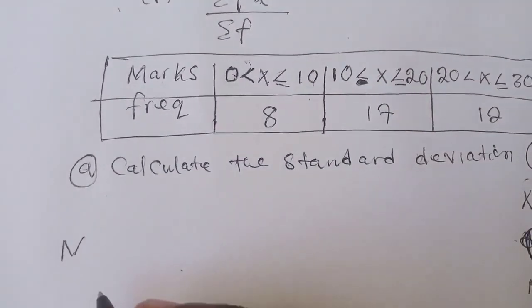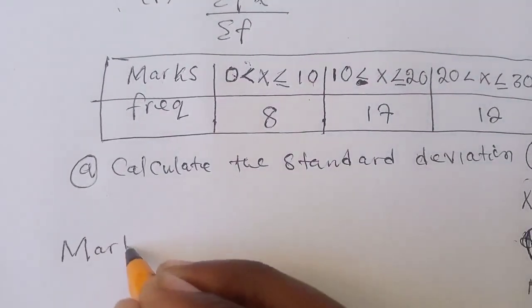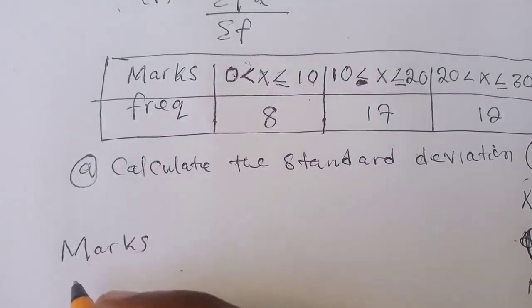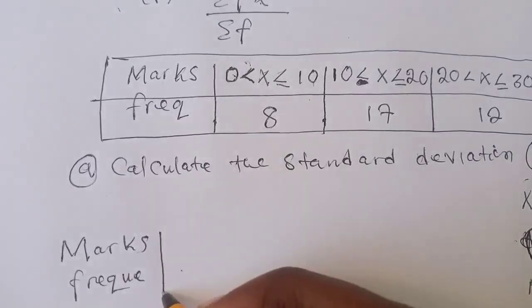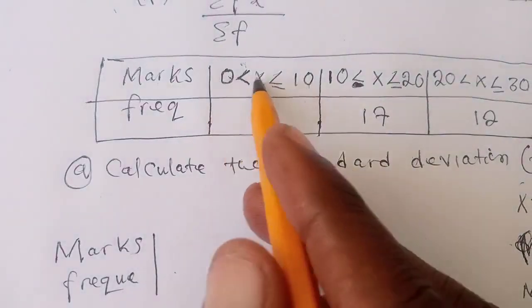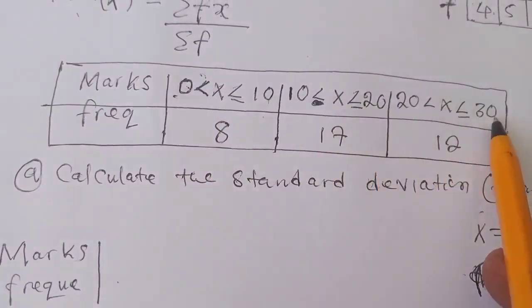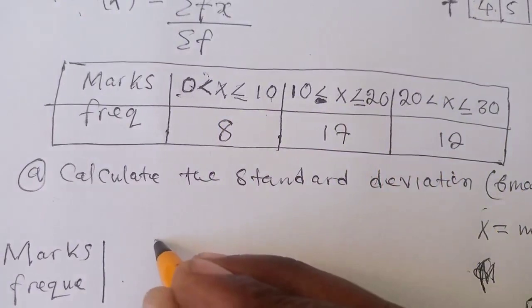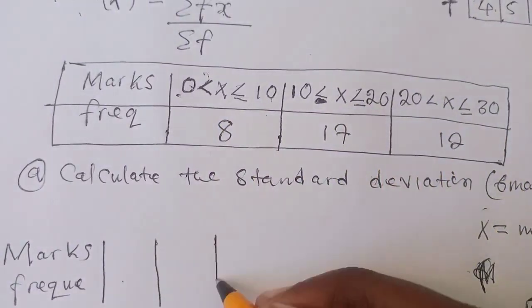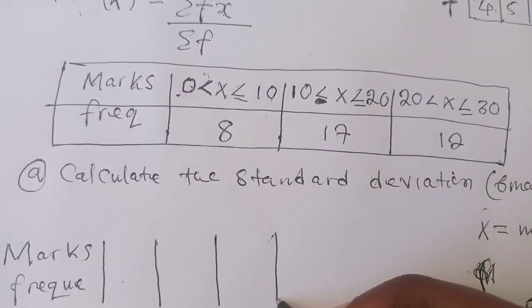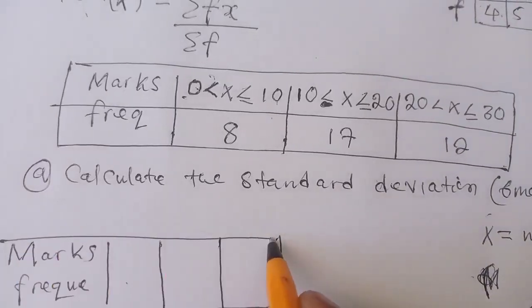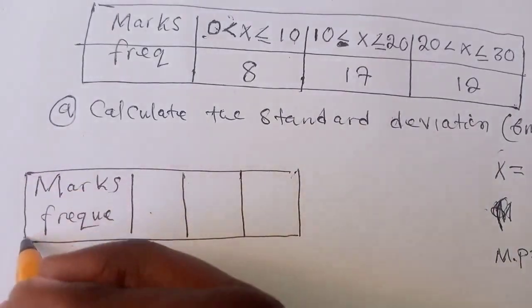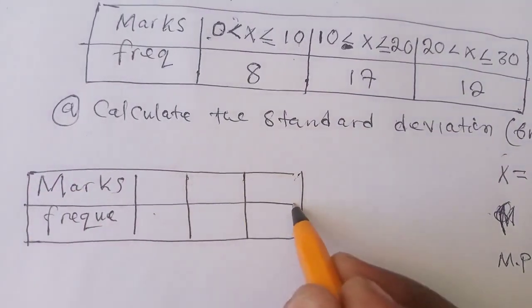You start with x, like that. Then here there is frequency like that. Then there are how many? There are 3. There is 1, 2, 3 like that. So they will be just like this, as simple as that, something like this.